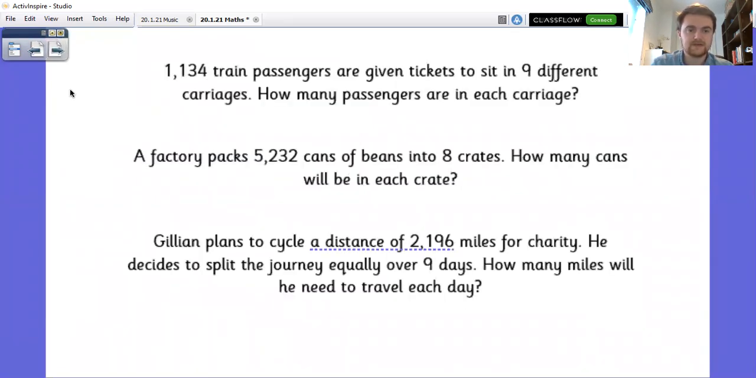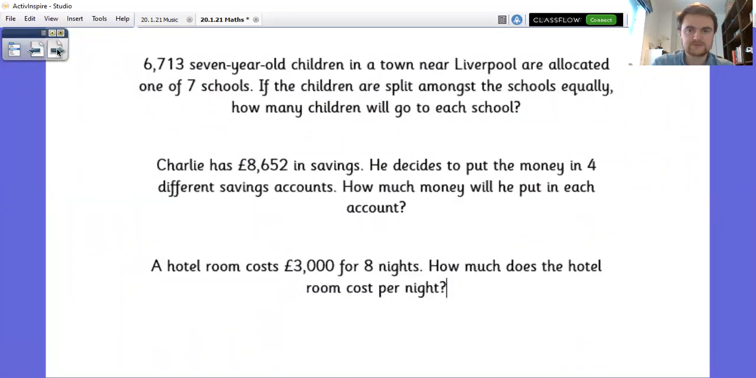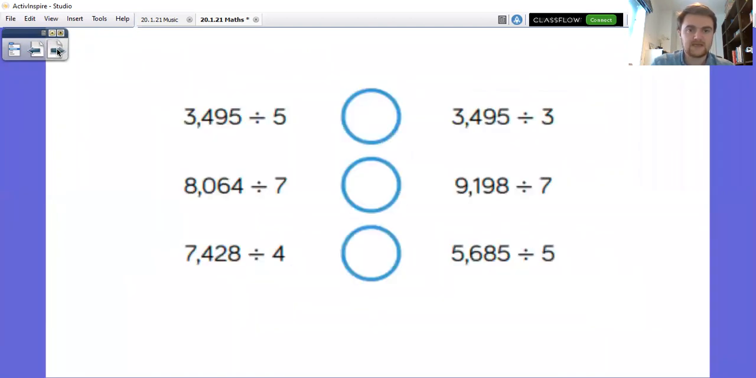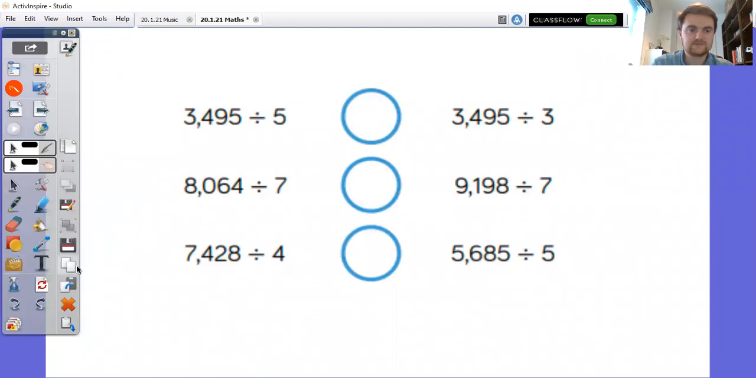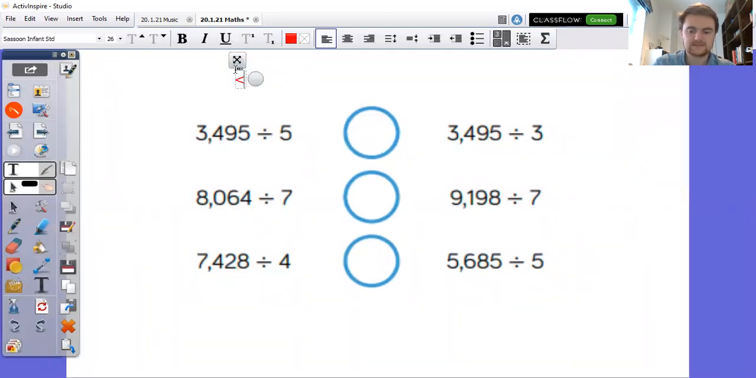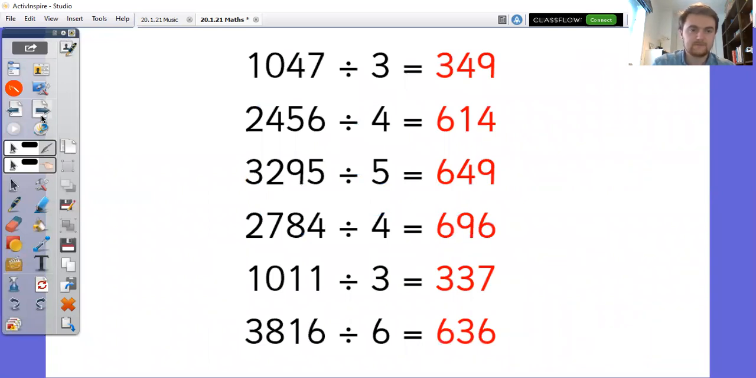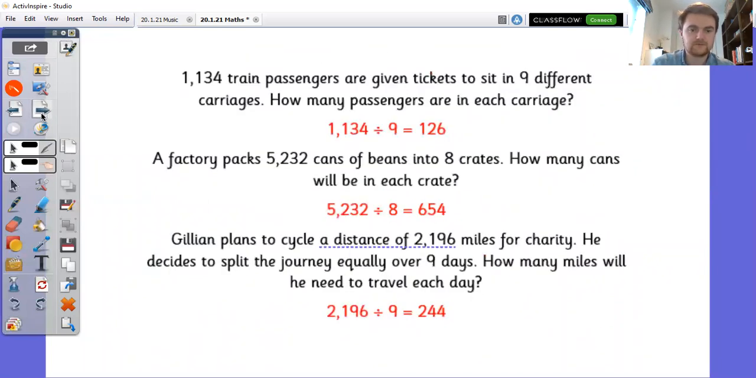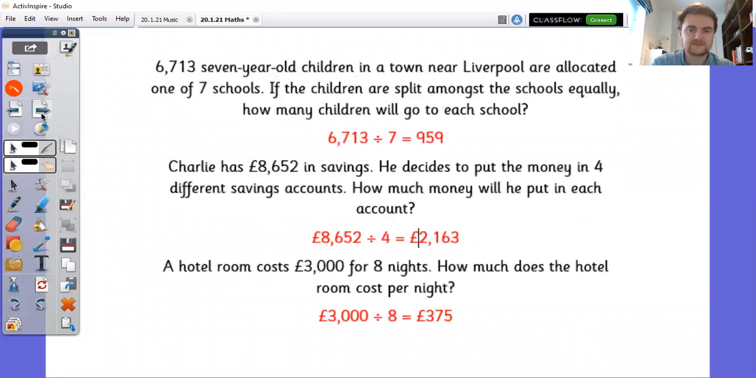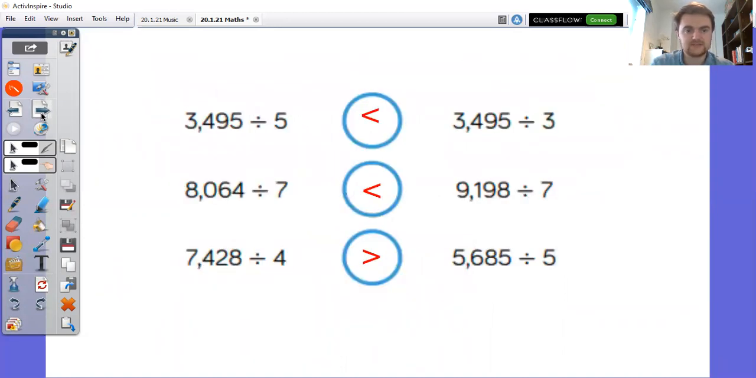Here is your first batch of word problems. Second batch of word problems. And your challenge. For your challenge, you need to fill in those gaps with the greater than, equal to, or less than symbol. It's down as a separate quiz in the maths tab on Teams today. And here are the answers for your arithmetic questions, the answers for your first set of word problems, the answers for your second set of word problems, and the answers for your challenge.